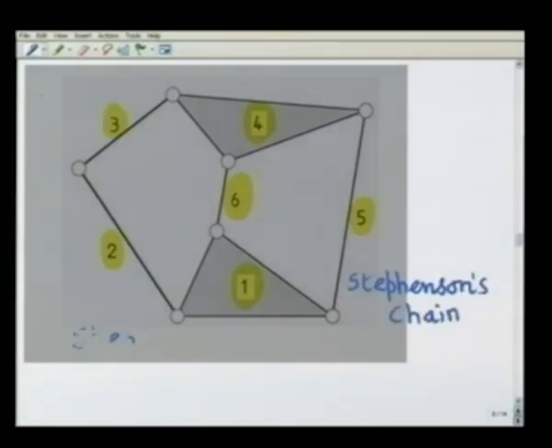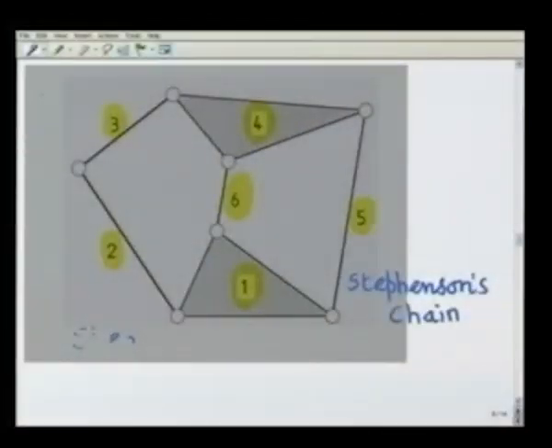So we see that in a Stephenson's chain, the two ternary links are not directly connected. But in a Stephenson's chain, the ternary links 1 and 4 are equivalent in a sense that both 1 and 4 are connected to 3 binary links at these 3 revolute pairs. For example, 1 is connected to binary link 6, binary link 5 and binary link 2 at these 3 revolute pairs.